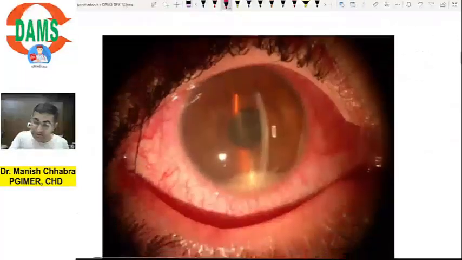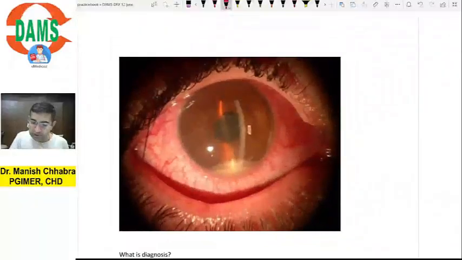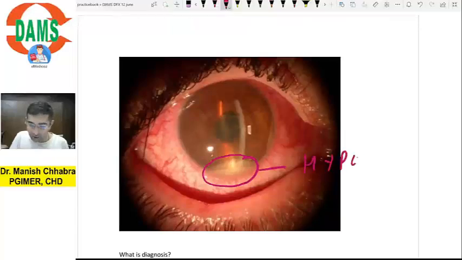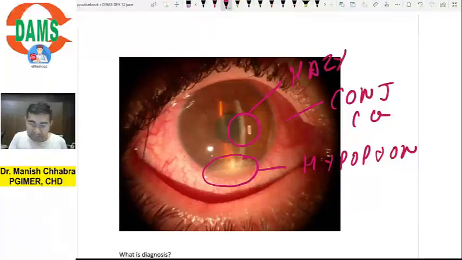Now the image is shown. What is this image? What can you see? This is your hypopyon. So you can see conjunctiva is congested, and here you can also see that cornea is hazy, and you can also see small keratic precipitates. So that points there is intense inflammation which is going on in the eye, isn't it?